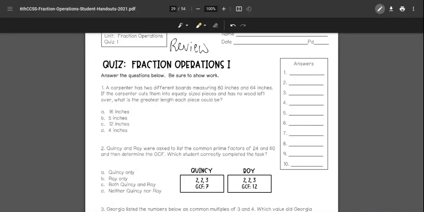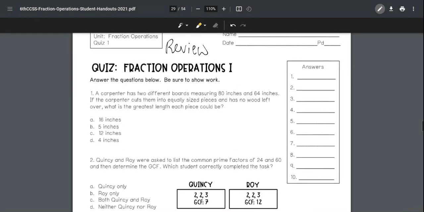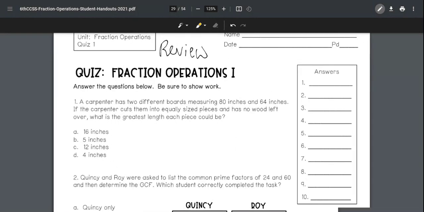This is the fraction operations quiz number 1 review. I'm going to be going through each of these questions and going over how to get the correct answers to help you better understand this, as well as help you fill out your test corrections to potentially improve your grades.